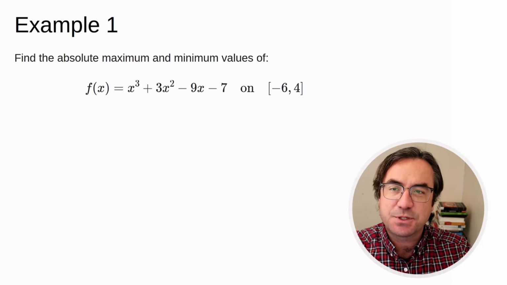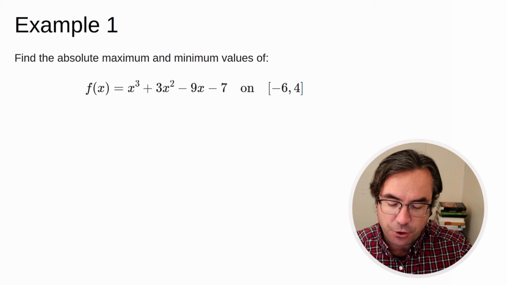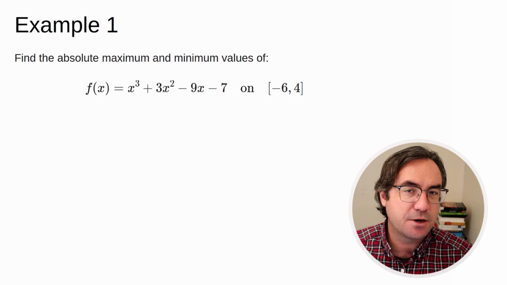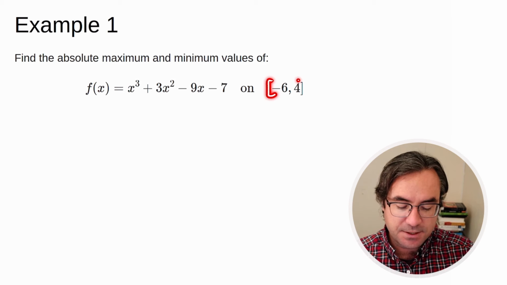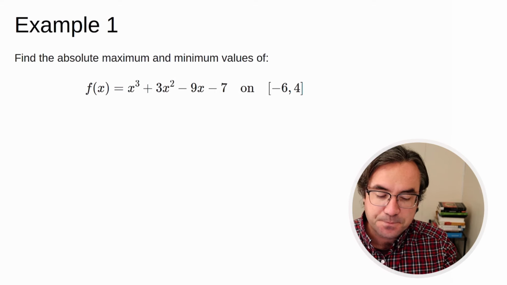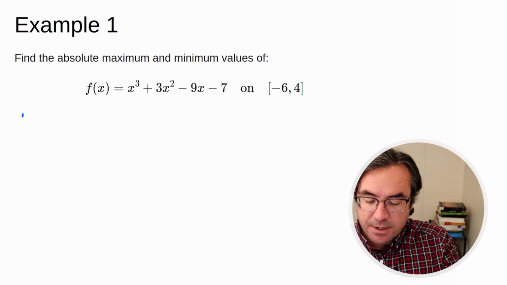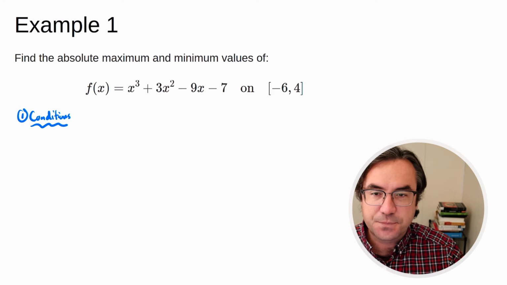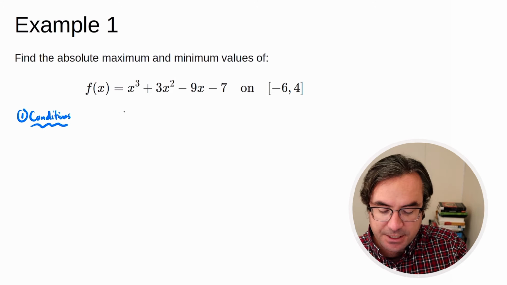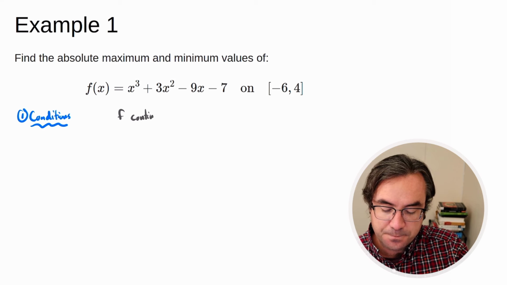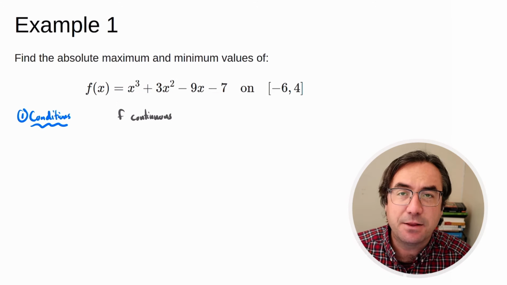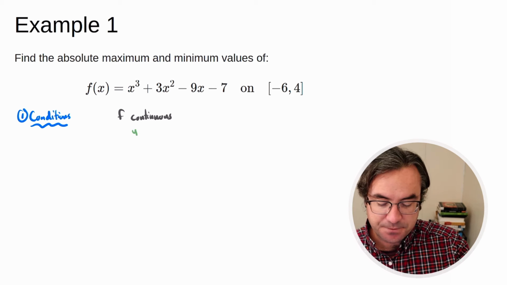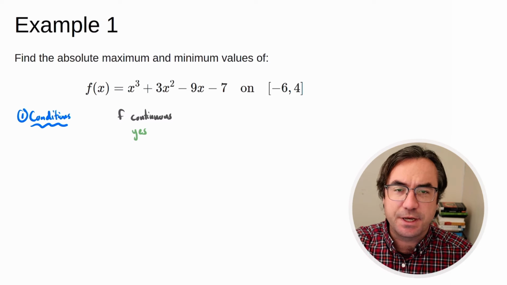So we're going to find the absolute max and min values for this polynomial, x cubed plus 3x squared minus 9x minus 7. And we are dealing with a closed interval here, so square brackets means we're including the endpoints. So let's start. First step, let's just verify the conditions. So what do we need? Well, we need f to be continuous. So is this function continuous? Yeah, it's a polynomial. So polynomials are continuous. There's no division by 0 or anything, so no issues there.